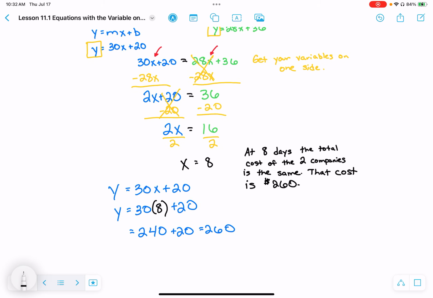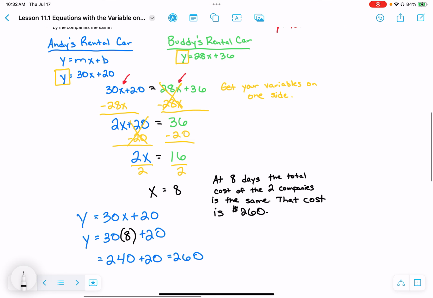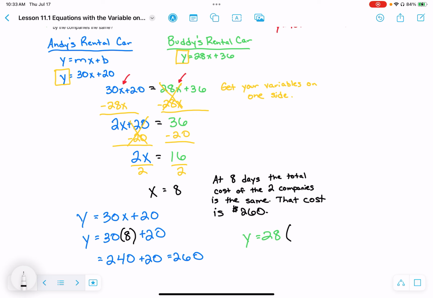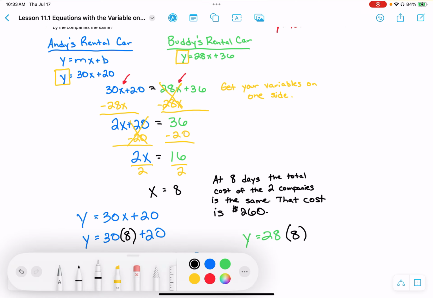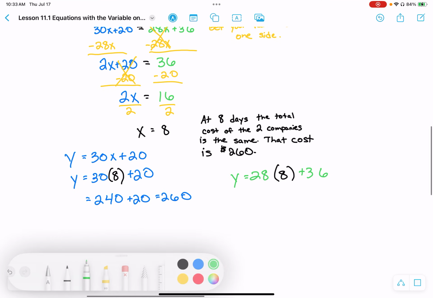Now, if you're wondering, hey, wait, don't we need to also go plug in 8 for Buddy's rental car and see how much it costs after 8 days? The answer is no, of course not, because after 8 days, the cost is going to be the same. If we went to Buddy's rental car and plugged in 8 for x, we know we're going to get $260 because we just said that the cost for Buddy's rental car and Andy's rental car is the same.